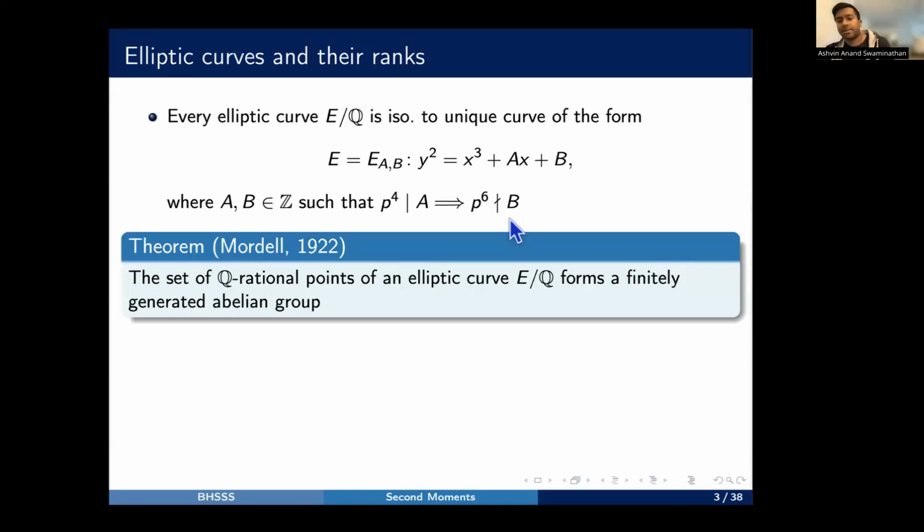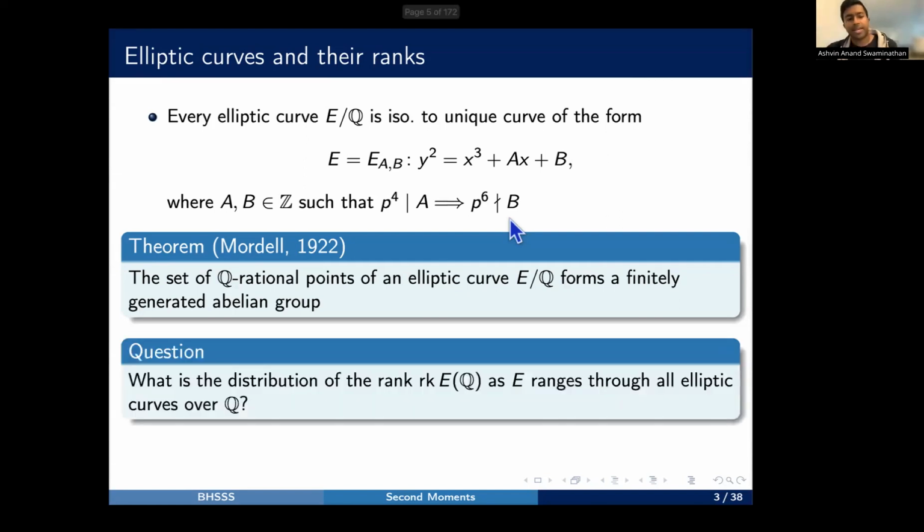Okay, so I work in arithmetic statistics, so the question I'm interested in is how does the set of rational points vary as the elliptic curve varies? And more precisely, the question you might ask is, as E ranges through all elliptic curves over Q, what is the distribution of the rank of E(Q)?